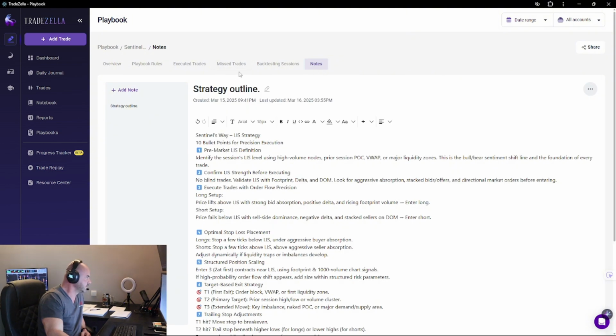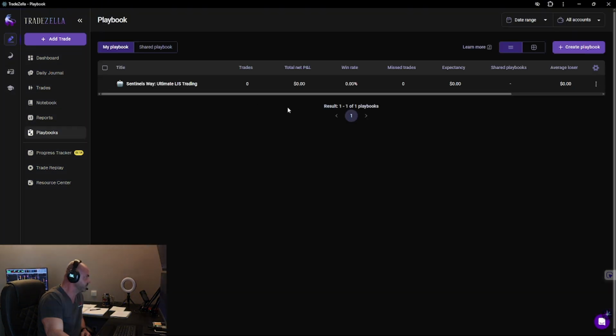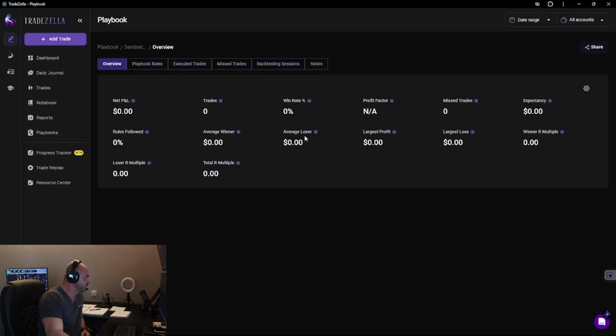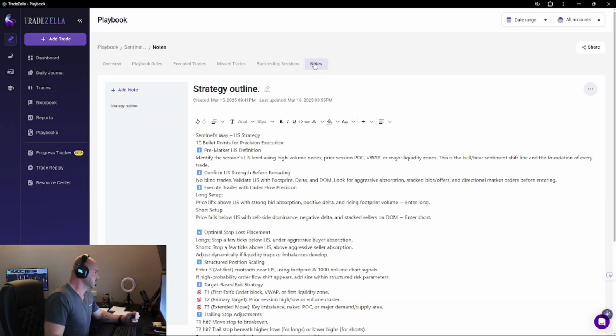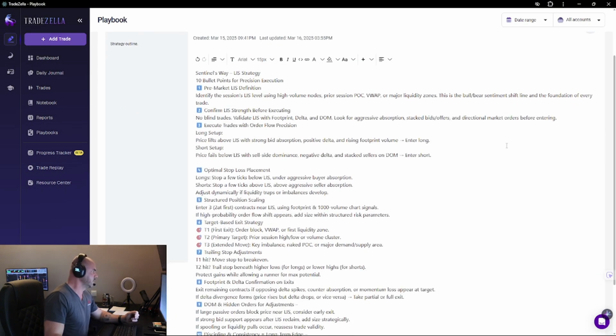We're gonna look inside. Gonna look at the notes. You see, it is all empty. It's never been used. I made this weekend. I have exactly no data. What I did is I took all the playbooks that I use, all the playbooks that worked best for me. So I got DOM playbooks, I got footprint playbooks, I've got candlestick playbooks, and I mashed them all together into one big giant playbook. And I outlined the rules in 10 easy to understand bullet points.